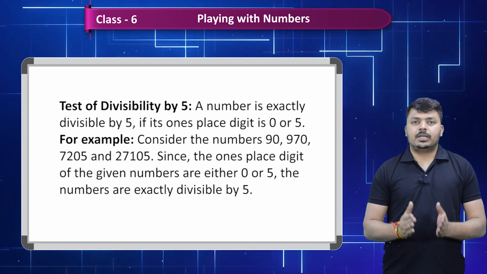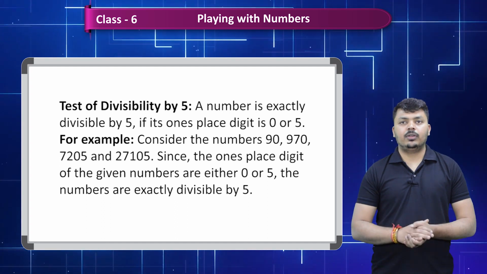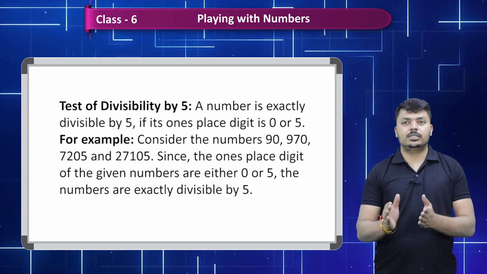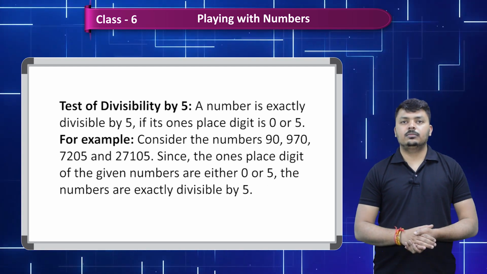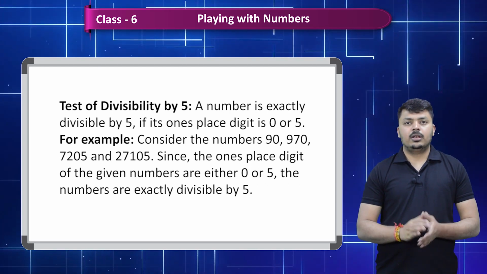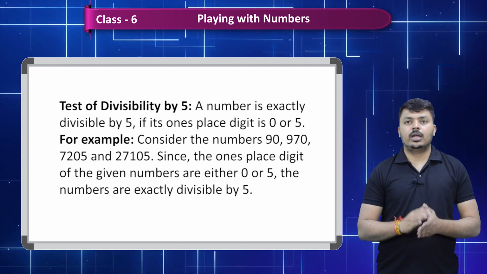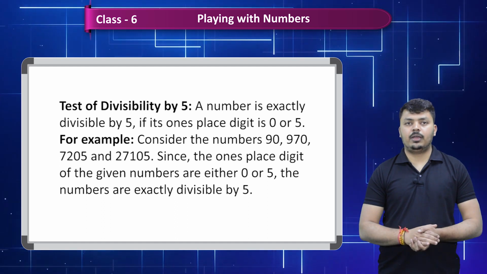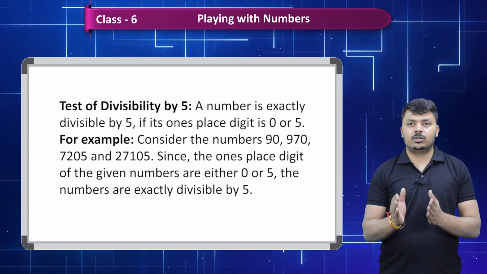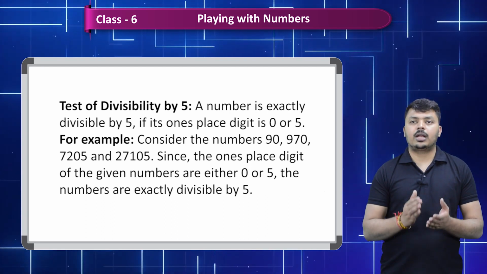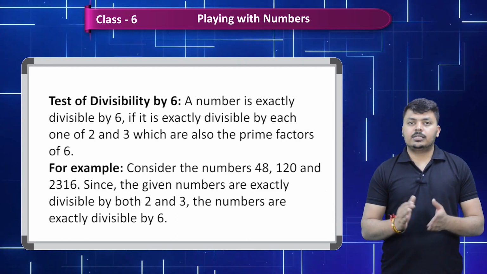Test of divisibility by 5. A number is exactly divisible by 5 if its ones place digit is 0 or 5. For example, consider the numbers 90, 970, 7205 and 27105. Since the ones place digit of the given numbers is either 0 or 5, the numbers are exactly divisible by 5.